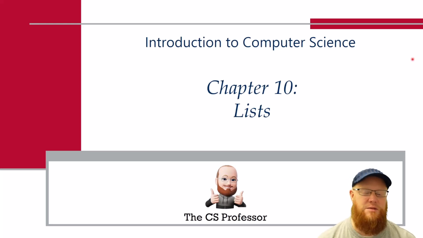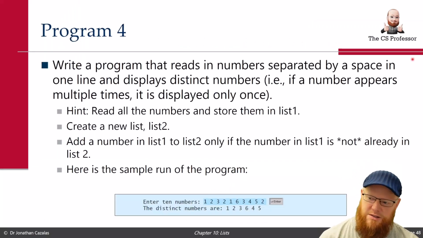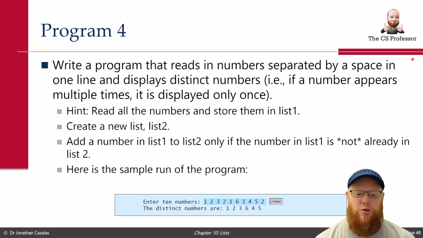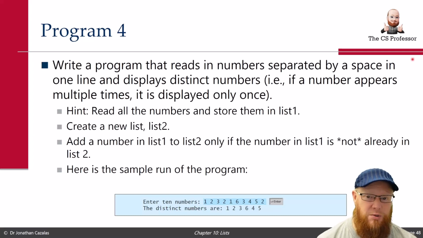Chapter 10, List Part 3, last video. Let's knock this out. Write a program that reads in numbers separated by a space in one line, and then displays only the distinct numbers, the numbers that appear. If they appear multiple times, we only want to show one number.